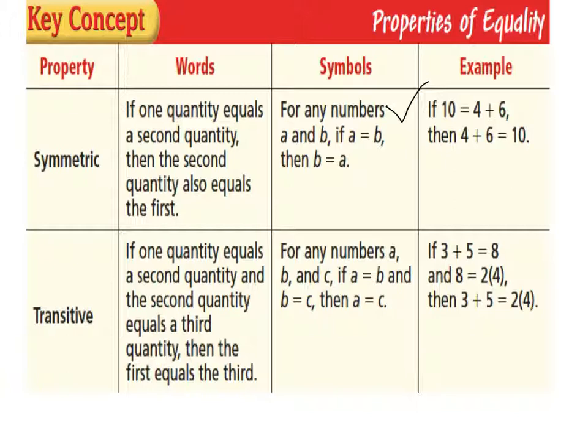The first statement is if 3 plus 5 is equal to 8. That's the first statement, and that's true. Our second statement, 8 is equal to 2 times 4. 2 times 4 is equal to 8. Then we can surmise that if both statements are equal to 8, then we can take these 2 quantities, 3 plus 5 and 2 times 4, and make them equal to each other. That is the transitive property.